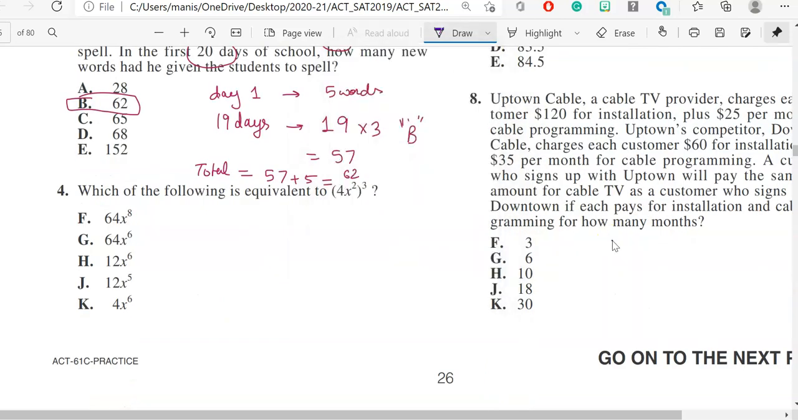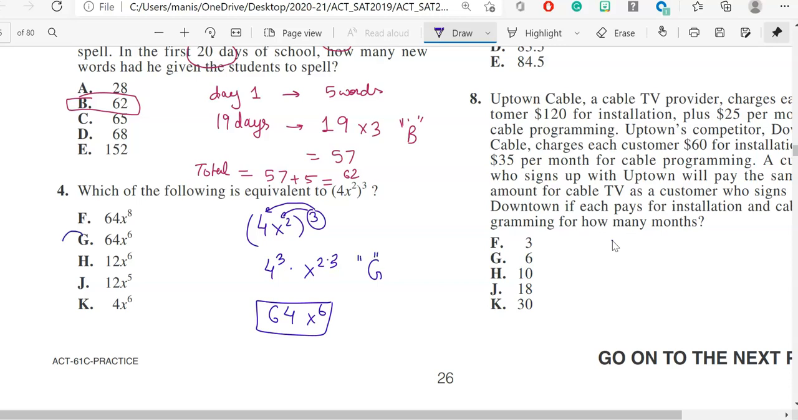Question number 4. Which of the following is equivalent to (4x squared) whole cubed? So what happens over here is we will use the rule of exponents. So this will be 4 cubed times x to the power 2 times 3. So this will give you 64 and this will give you 6. So your answer is 64 x to the power 6. So choice G is the correct answer for this problem.